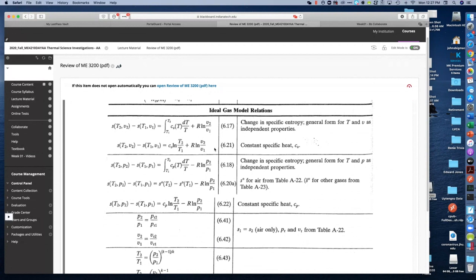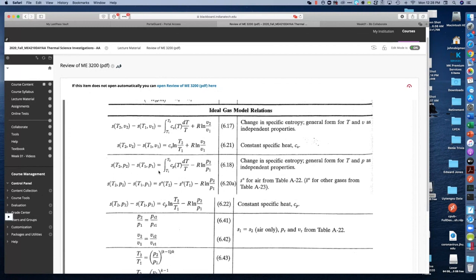In that form of the equation, you see that there's a temperature term, and then there's also a volume term. If we assume C sub v is constant, then the C sub v comes out of the integral, and we now have C sub v times the log of the temperature ratio, just like we had the log of the volume ratio here. So when we assume constant specific heat, we have a simplified form. This is the change in entropy if we are defining entropy with respect to temperature and volume.